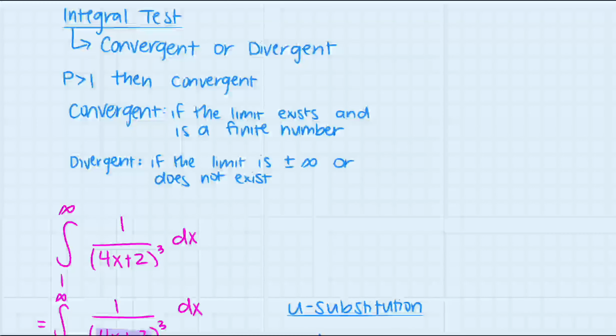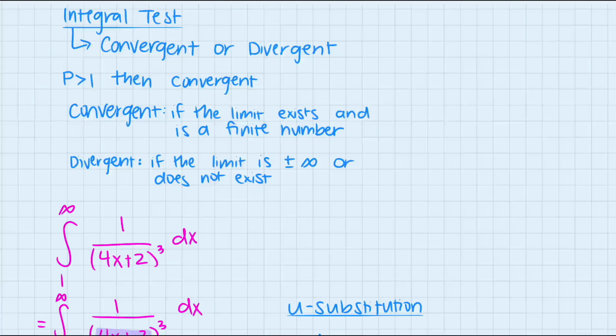This video will explain the convergent or divergent integral test. When you solve an integral, is the solution to that integral convergent or divergent? Convergent means that the limit exists and is a finite number. And divergent means the limit does not exist or the limit is positive or negative infinity.